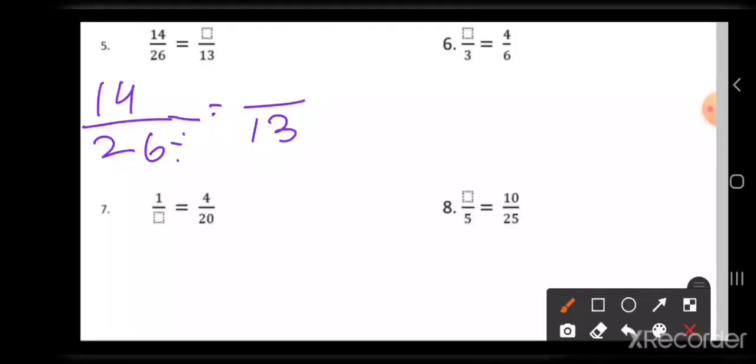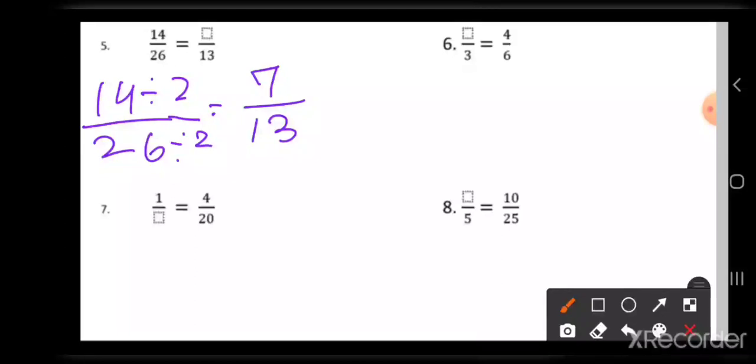13 ones are 13, 13 twos are 26. If we divide the denominator, then we have to divide the numerator with the same number. 2 ones are 2, 2 twos are 4, 2 threes are 6, 2 fours are 8, 2 fives are 10, 2 sixes are 12, 2 sevens are 14.